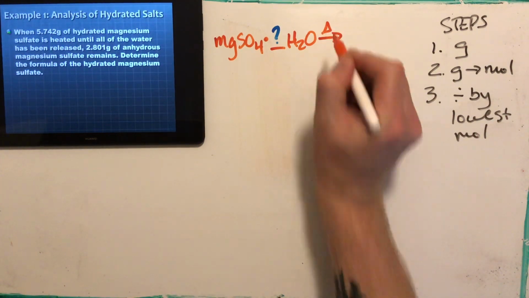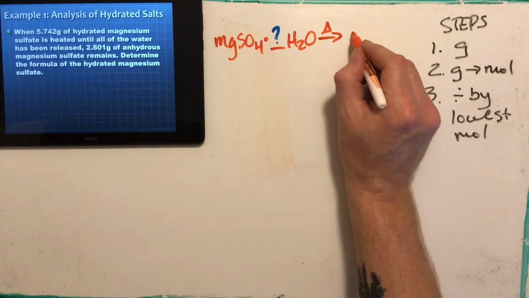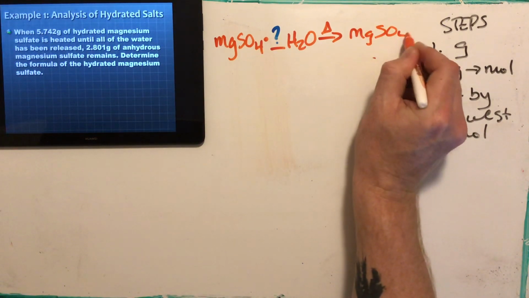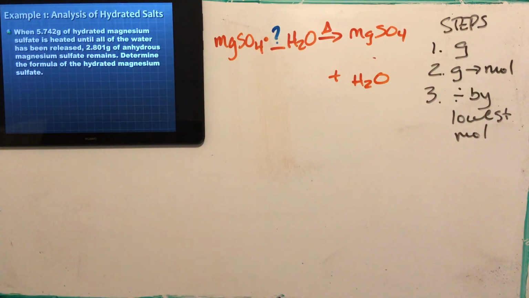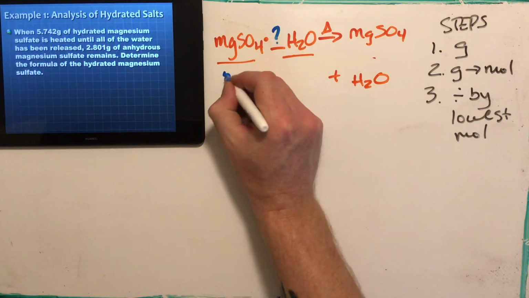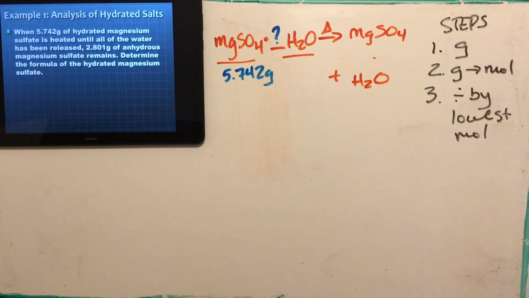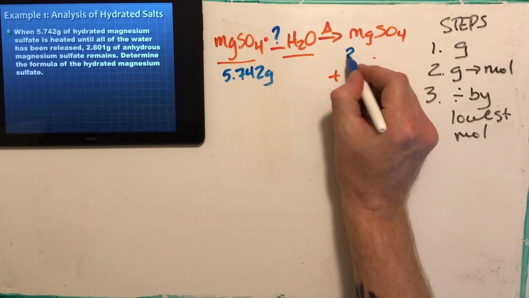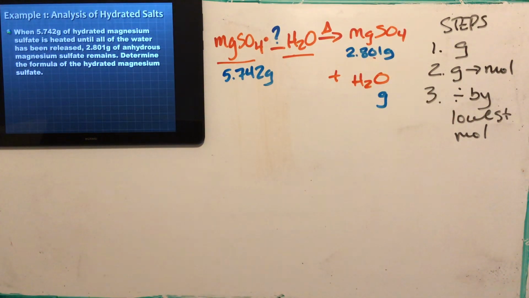We heat it up, so a little thermal decomposition, and I get two things. I get MgSO4 and I get water. So I separate this from that. And it says in the question, I'll put it in a different color so it stands out, we had 5.742 grams of this. We heated it all up. We ended up with 2.801 grams of that. We don't know the grams of the water yet.